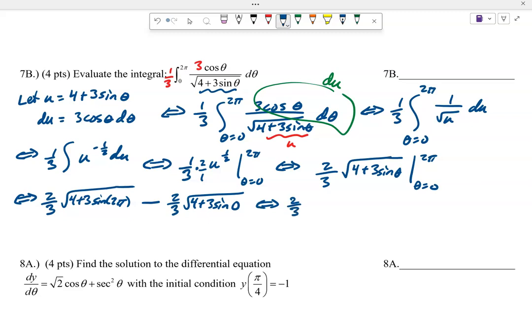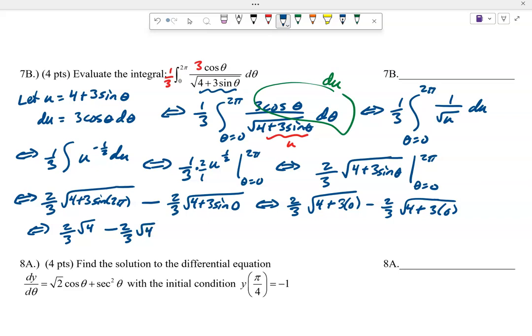Well, we got 2/3 square root of 4 plus 3 sine of 2 pi, which is 0, minus 2/3 square root of 4 plus 3 sine of 0, which is 0. So we have 2/3 times the square root of 4 minus 2/3 times the square root of 4. So 2/3 times 4/3 minus 4/3. So we just end up being 0 in this case.